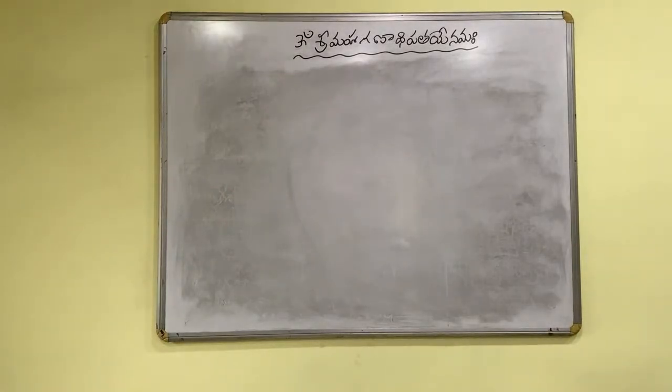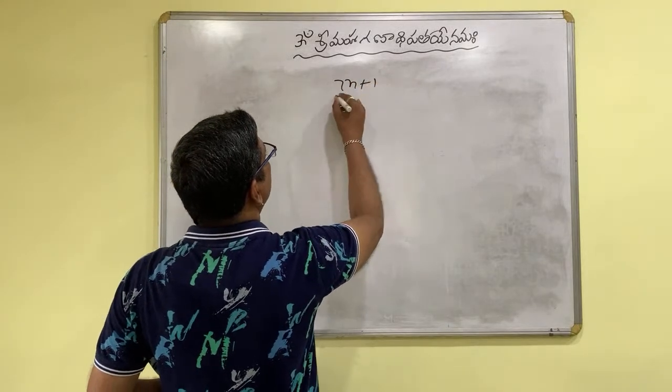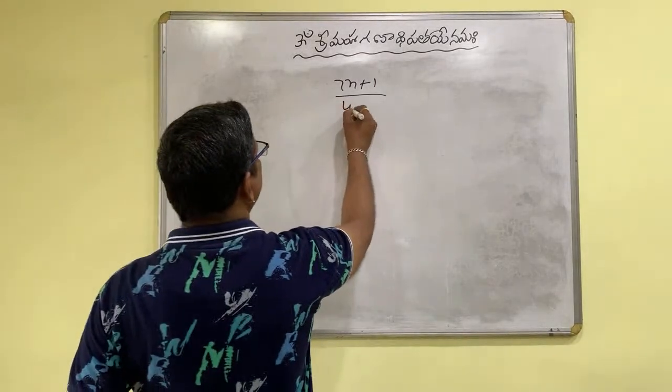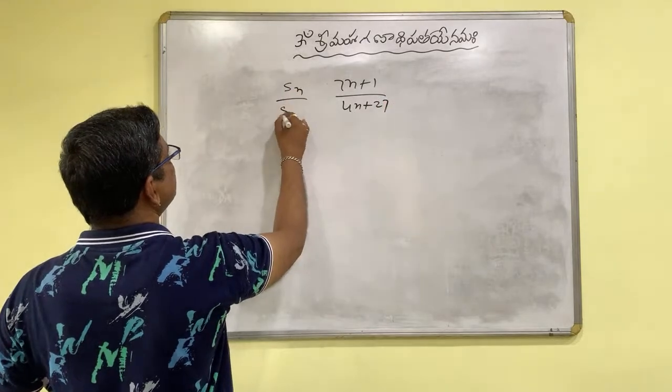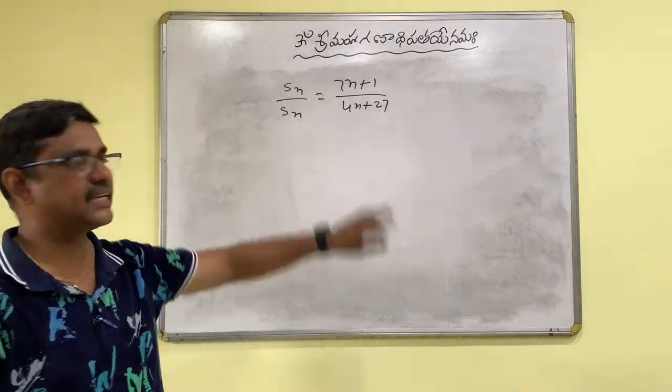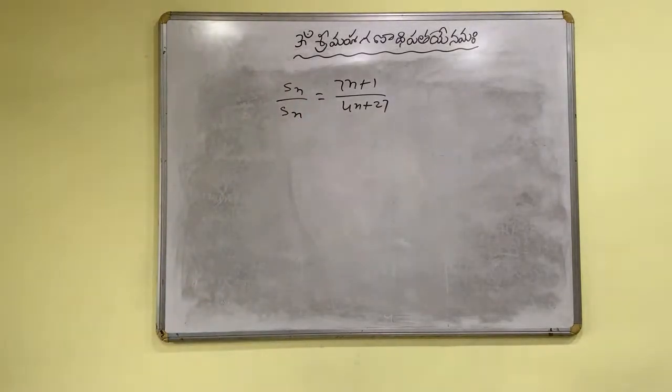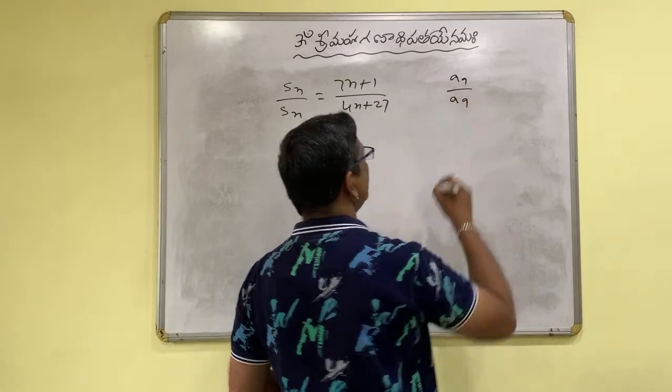If the ratio of sum of first n terms of two APs is 7n plus 1 by 4n plus 27, we need to find out the ratio of their ninth terms, not the sum of ninth terms. That means you need a9 by a9, the ratio of the ninth terms of the two APs.